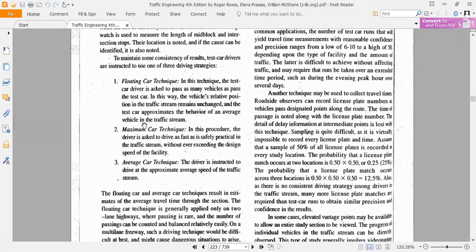The second one is the maximum car technique. In this technique, the driver is asked to drive as fast and as safely as practical in the traffic stream. So he must consider the traffic stream conditions and drive as fast as possible, keeping his safety. This is the maximum car technique. And the average car technique means that the driver is instructed to drive at a speed which is almost the average speed of other cars moving in the same section at the same time.